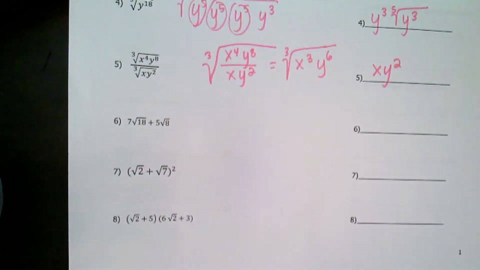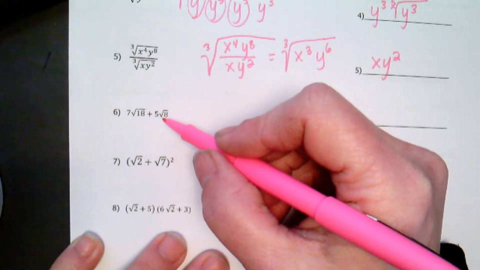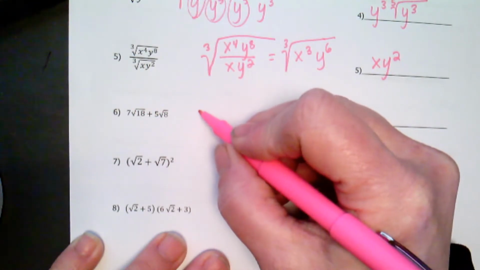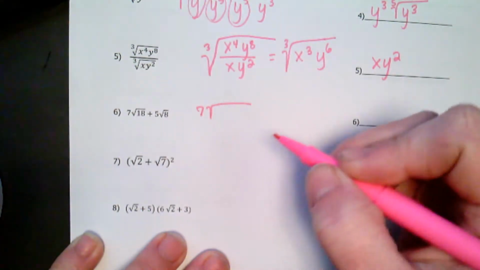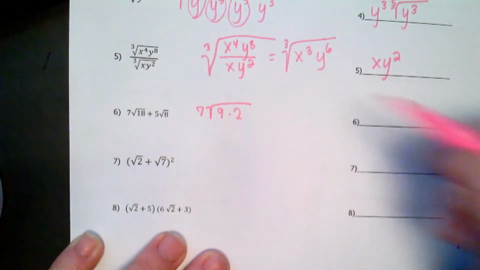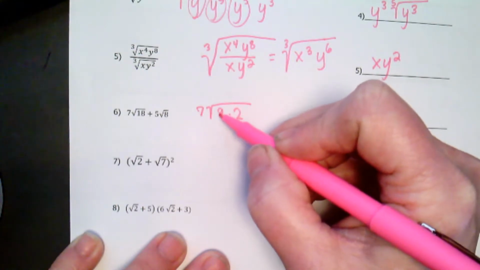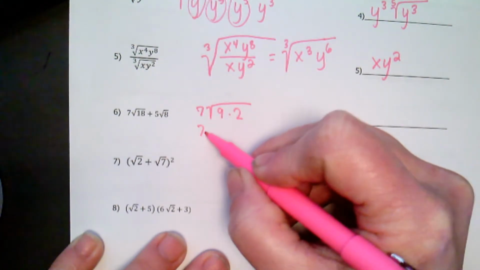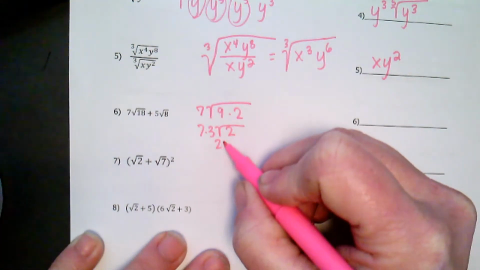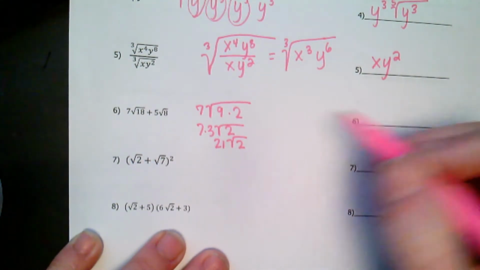Alright, number 6. As long as we have the same radicands, we can add them, but since we don't in this case, we're going to try to. So let's break down 18. The square root of 18, we can break that down into squares. I can find the square root of 9, which is 3, so that can come outside, and I'm left with radical 2. So we have 21 radical 2. That's how our 7 radical 18 breaks down.